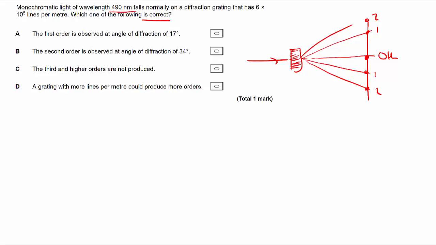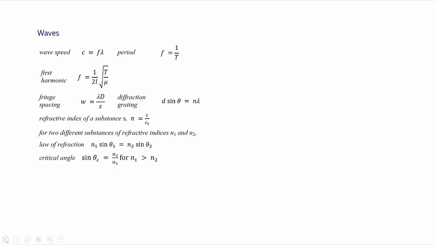We know the wavelength of the light, and we know the lines per meter. Well, if we go back to the equation sheet, the diffraction grating equation is this. d stands for the separation between the lines. So they've told us the lines per meter. We can't use that. We have to do 1 divided by the lines per meter. Theta is the angle at which the order occurs, n is the order, and lambda is the wavelength.